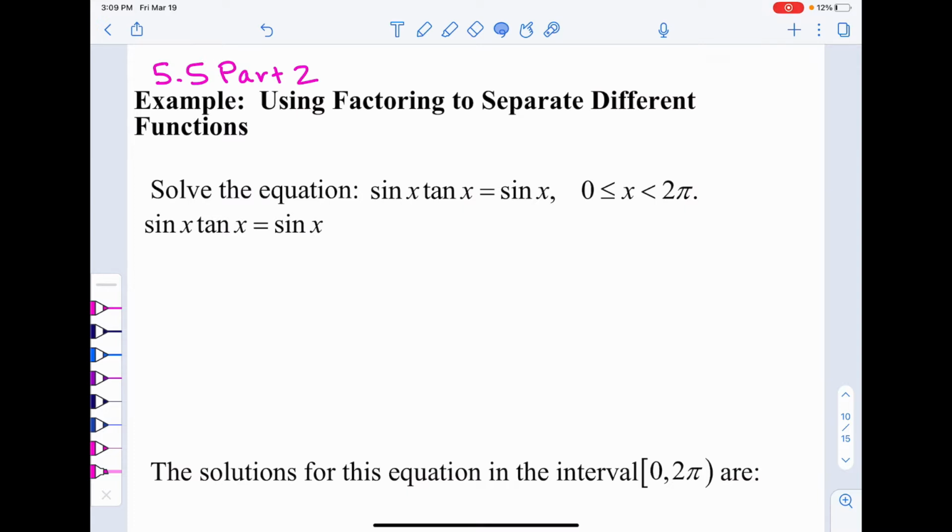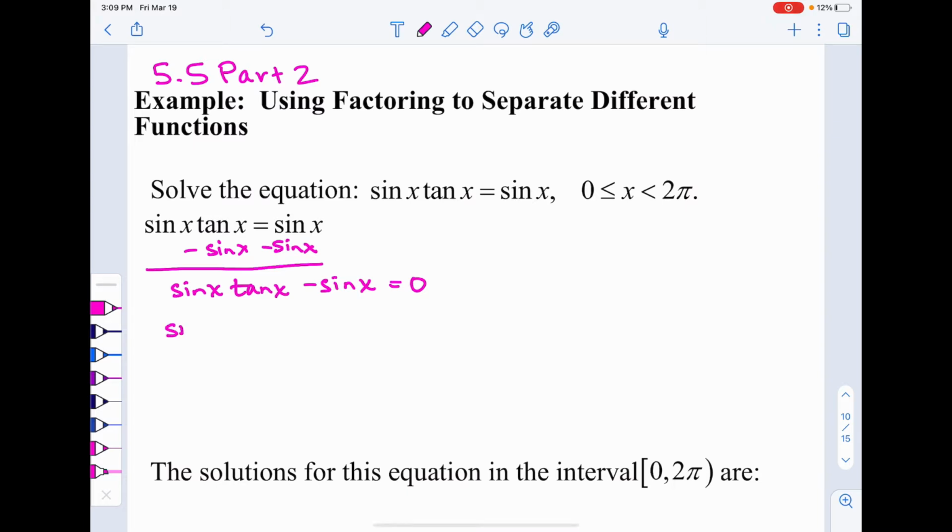So we're going to take that sine of x and move that over first by subtracting a sine of x to both sides. That's going to leave us with sine x tan x minus sine x is equal to 0. Now, since we're factoring, we're going to look for that common factor. They both have a sine of x, so we're going to factor that out. So sine x is going to multiply with a tan x to have given us that sine x tan x. And then we have a minus. If I take the sine x out, I'm left with a 1, and that's going to equal 0.